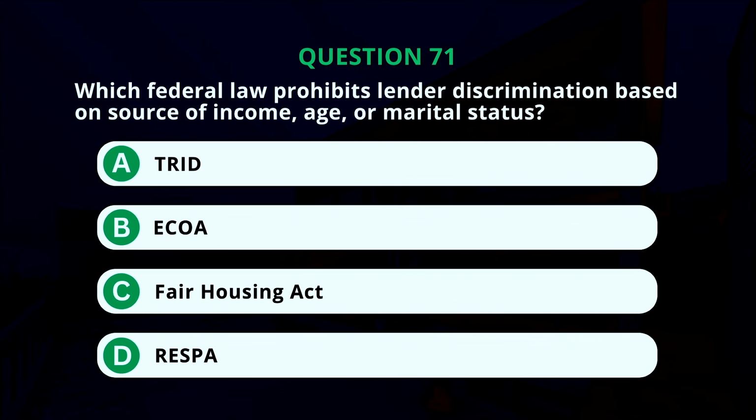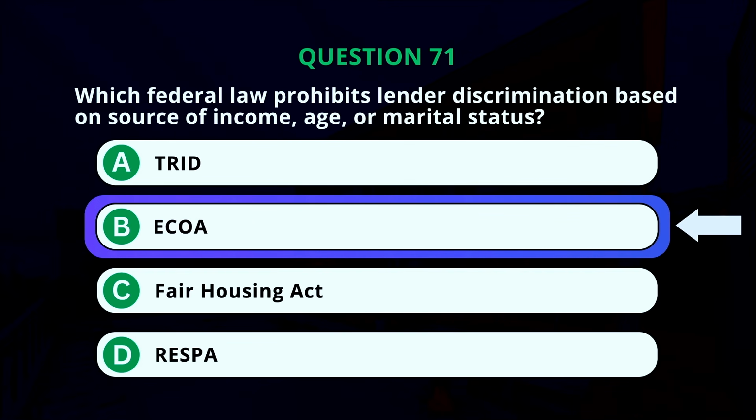Question number 71. Which federal law prohibits lender discrimination based on source of income, age, or marital status? Letter A, TRID. Letter B, ECOA. Letter C, Fair Housing Act. Letter D, RESPA. And the answer? Letter B, the ECOA, or the Equal Credit Opportunity Act.